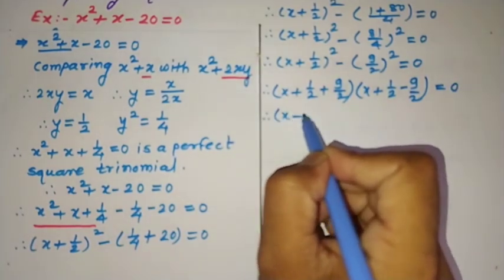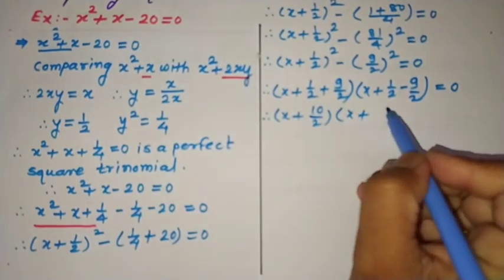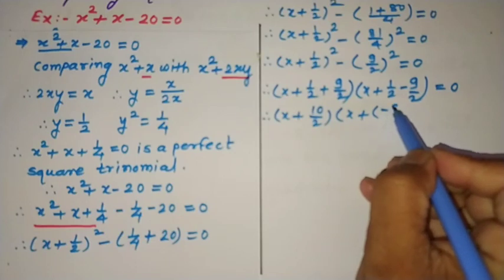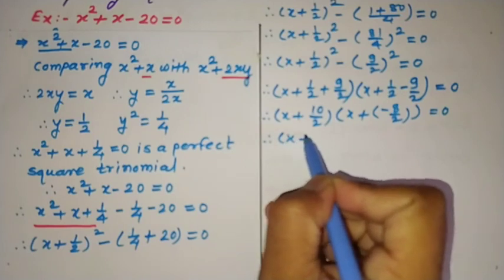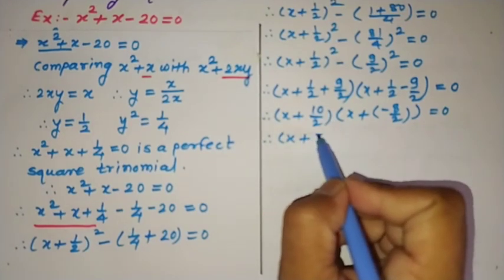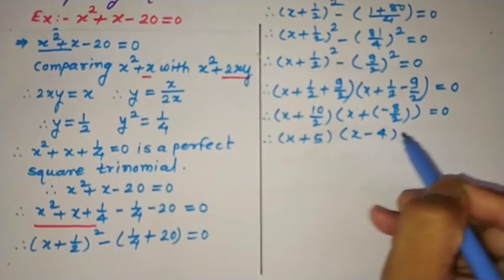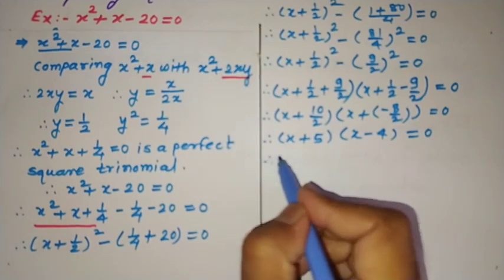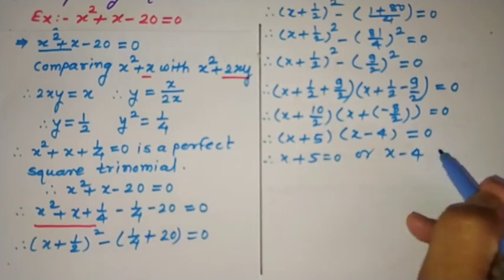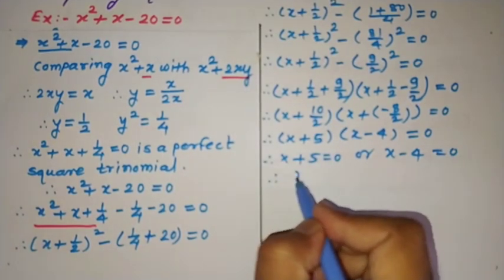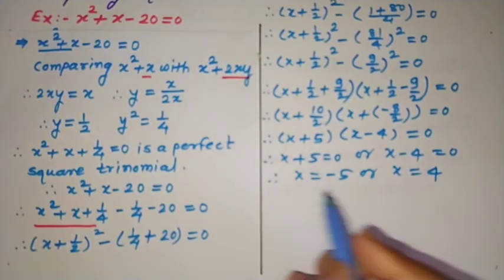Therefore (x plus 10 upon 2)(x minus 8 upon 2) is equal to 0. Therefore x plus 5, 2 fives are 10, and x minus 4, 2 fours are 8, is equal to 0. Therefore x plus 5 is equal to 0 or x minus 4 is equal to 0. x is equal to minus 5 or x is equal to plus 4.